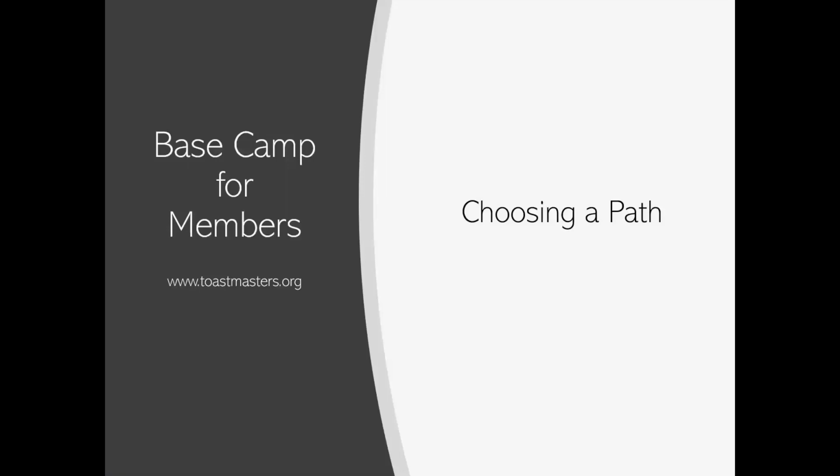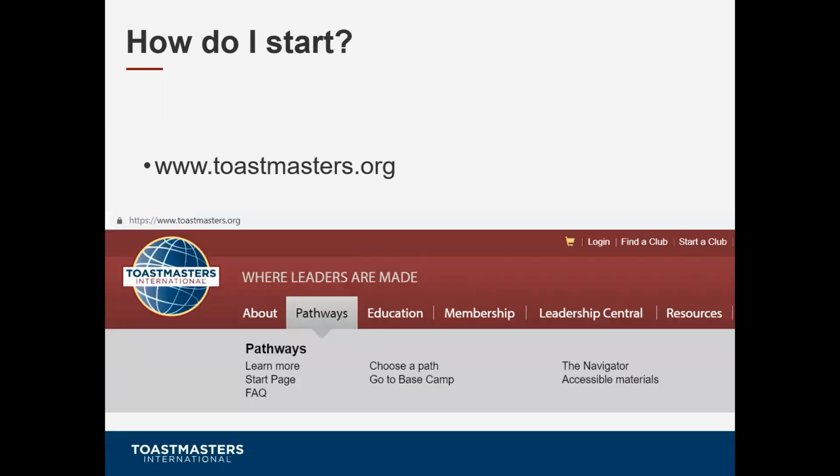So you're a new member and you're choosing a path, or maybe you're an experienced member. The first thing you need to do is choose a path in Pathways to be able to access Basecamp. We do this through the Toastmasters International website, www.toastmasters.org. You can either directly log in, or you can try to go to Basecamp and it will prompt you to log in. So we'll do it that way first.